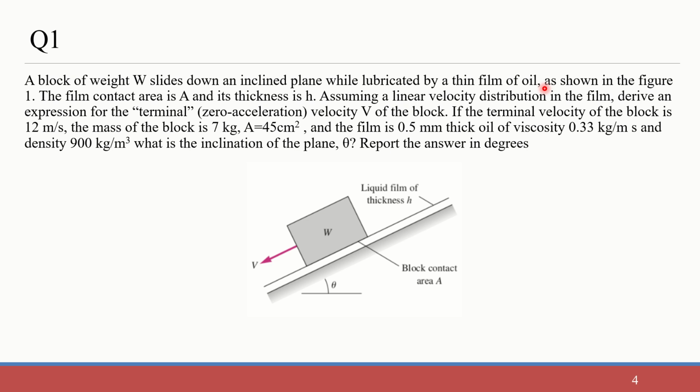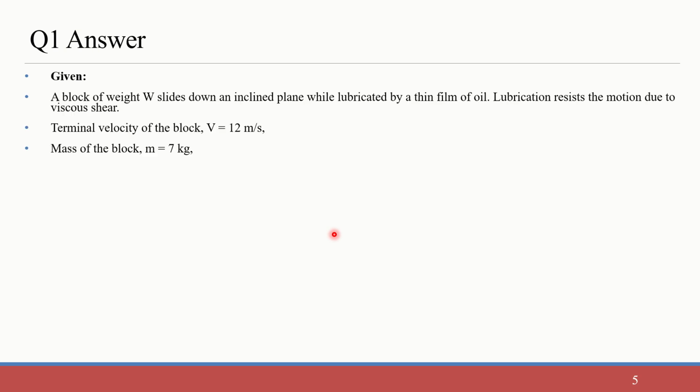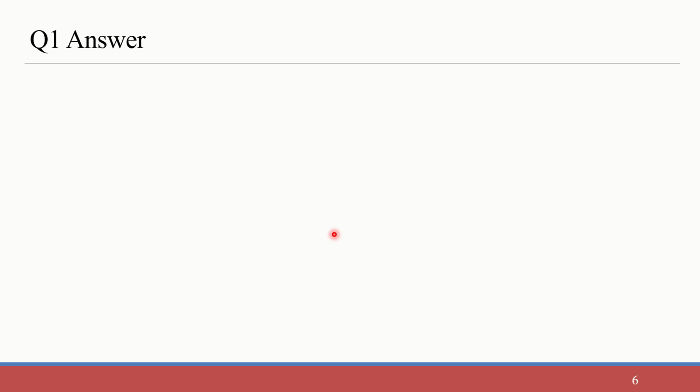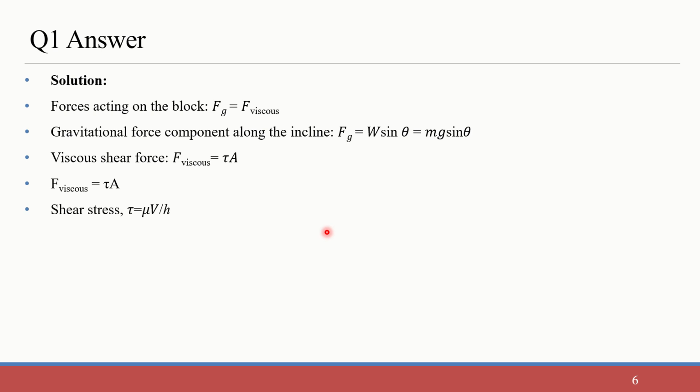So here we are getting viscous shear force and the gravitational force acting on the block. So we know the gravitational force as F is equal to mg, and here it is mg sine theta, and the viscous shear force we are getting as F is equal to tau into A. So tau is the shear stress. So shear stress is mu into dV by dx. So here we are denoting it as mu into V by h. So we know V as the velocity and h as the film thickness.